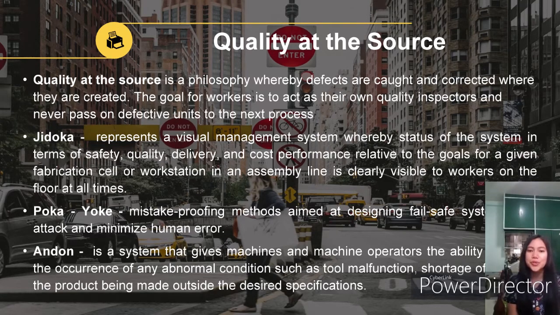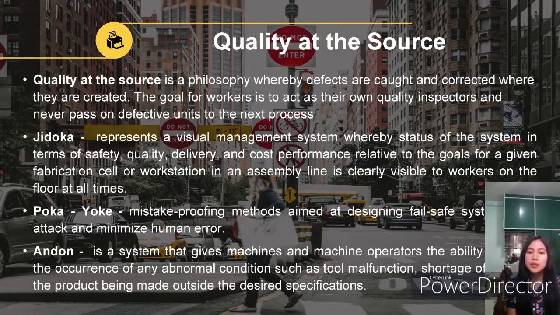Quality at the source. Quality at the source is a philosophy whereby defects are caught and corrected where they are created. The goal for workers is to act as their own inspector and never pass a defective unit to the next process. It is an approach to quality that places responsibility for catching errors in the hands of the operator at the point of fabrication.